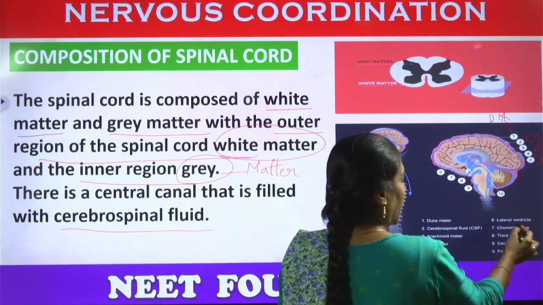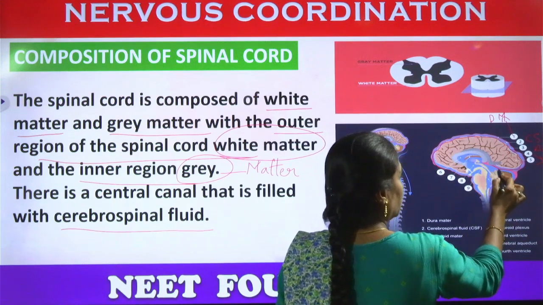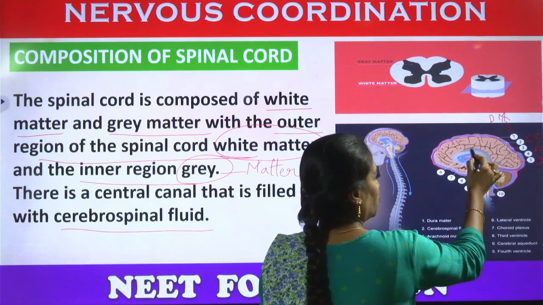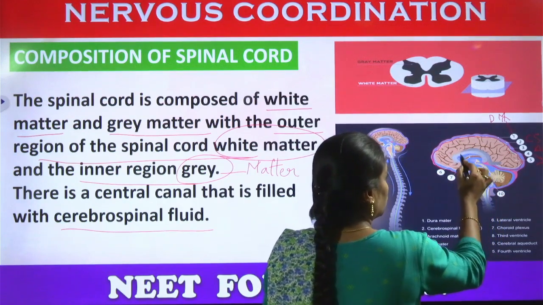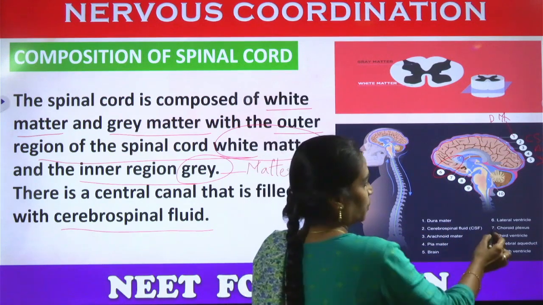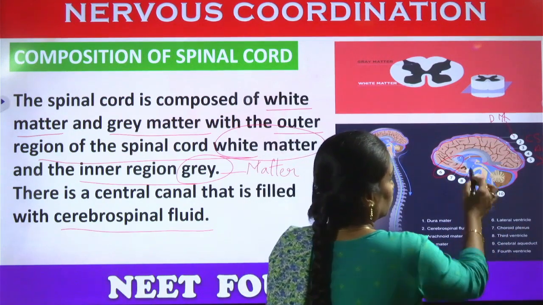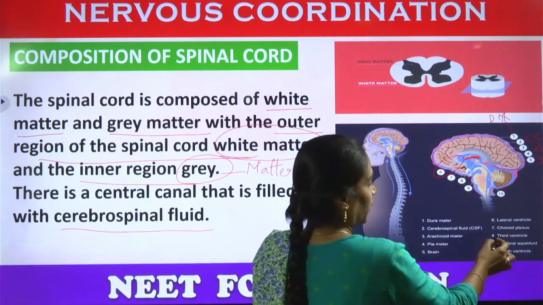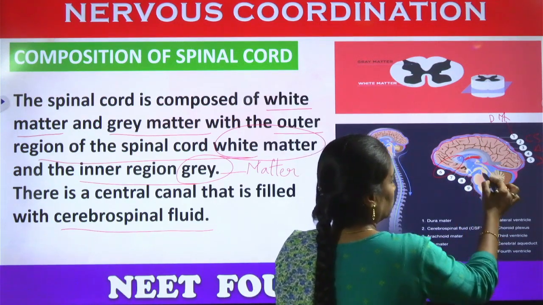This is the lateral ventricle. See here, the liquid is moving into this structure. The complete bluish liquid is entering into this structure. So this is the lateral ventricle. And next one is the choroid plexus. This structure is called the choroid plexus. And the eighth one is the third ventricle.